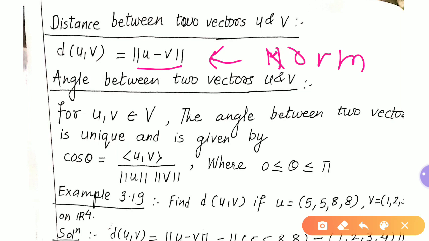Now a few more definitions. Angle between two vectors u and v: for u comma v belonging to V, the angle between two vectors is unique, and it is denoted by cos theta equal to inner product of u comma v divided by norm u into norm v, where theta lies between 0 to pi.